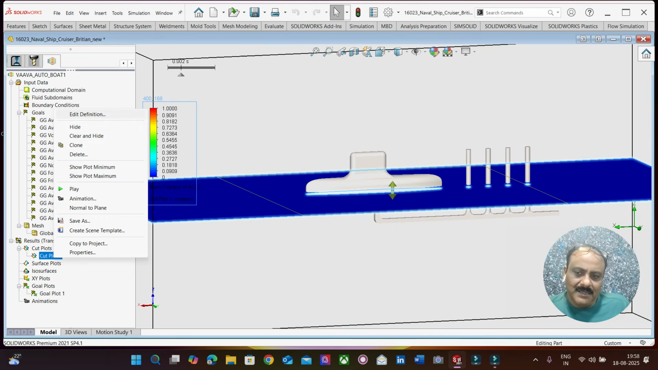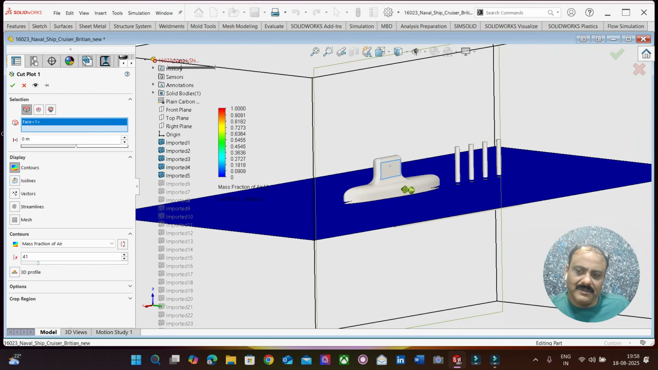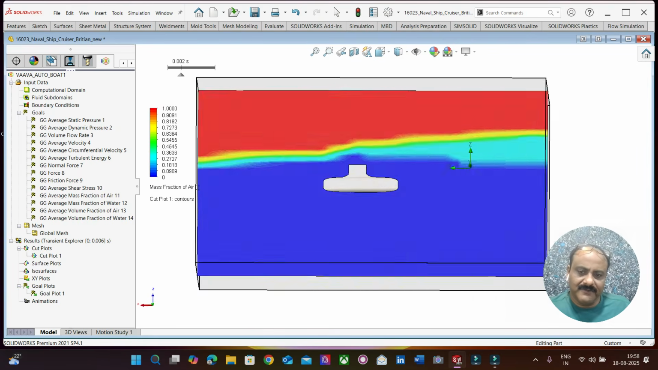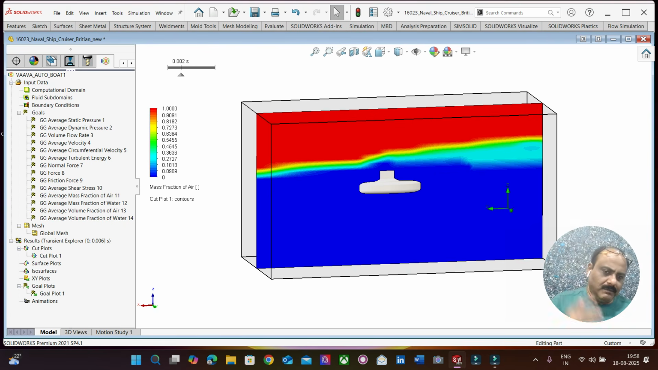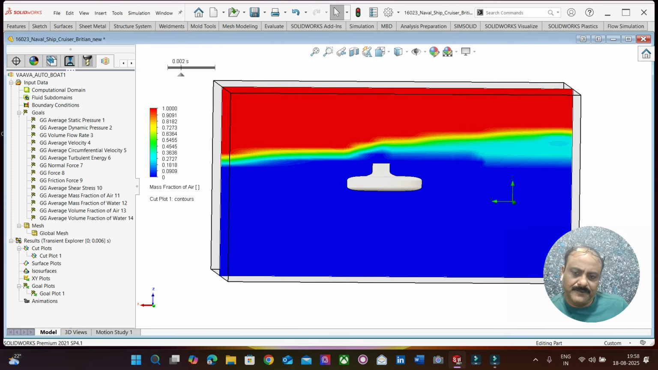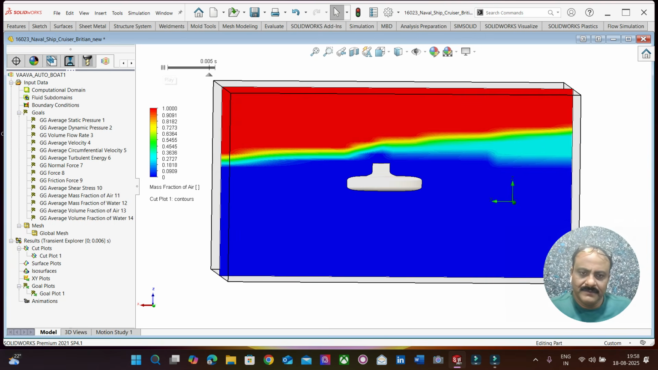So instead, we can consider this particular plane. That is going to be across the height of the submarine. Now, across the height of the submarine, we'll be able to find out what is going to be the mass fraction. So this is going to be the mass fraction. The mass fraction of air is going to be 1 because air is on the upper zone, and the blue color is going to be the water. Okay, so this is how the wave dynamics is.